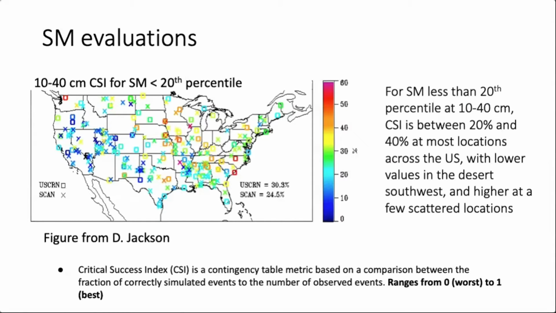We can see in this figure that for soil moisture less than 20 percentile at the top level, 10 to 40 centimeter, the critical success index is between 20% to 40% at most locations across the U.S., with a lower value in the desert southwest and a higher value in the east and scattered locations.